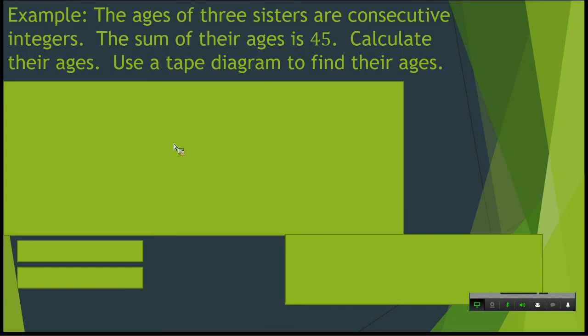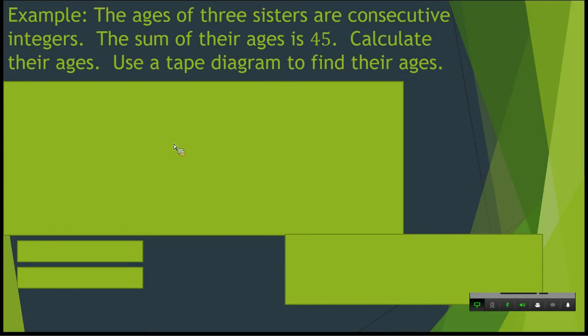4, 5, 6. 1, 2, 3. 10, 11, 12. 20, 21, 22. Those are all examples of consecutive integers. 3 consecutive integers, they're right in a row. 25, 26, 27, 23, 24, 25. Lots of possibilities. Now, we need more information.